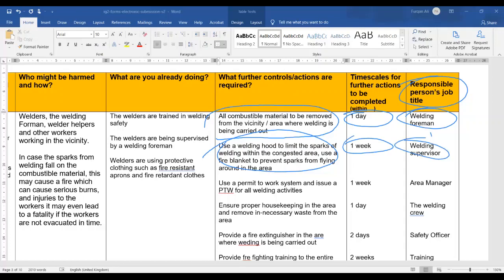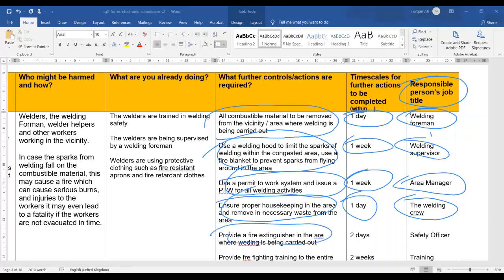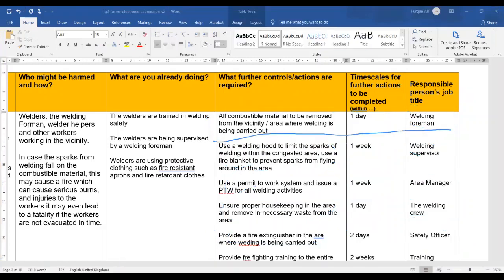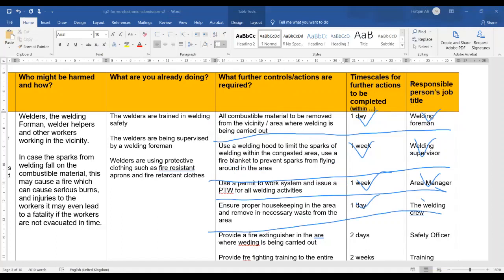Use a permit to work. Permit to work is not existing, so then we need to give it 1 week for implementing a permit to work system. Who will implement this? The area manager. Ensure housekeeping is done: 1 day, welding crew will do this. Provide fire extinguisher: 2 days, safety officer. So for each action, you need to make sure that you have a time scale and a responsible person, and they should be aligned, okay?